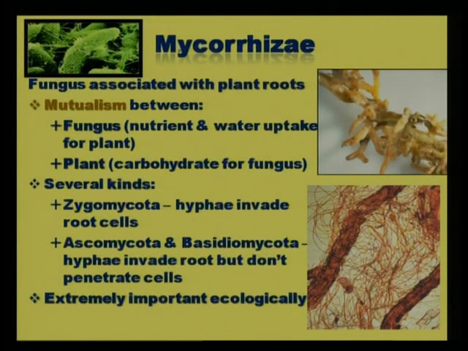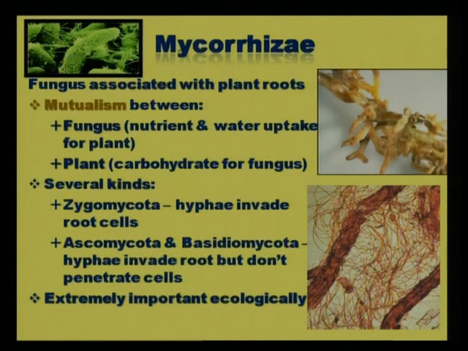Next, we will see about the mycorrhiza. Mycorrhiza is a mutualistic relationship found between the fungus and the plant roots. That is a mutualistic relationship in which the fungus will provide nutrients and water supply to plants, whereas in return plants will provide carbohydrate for their growth.